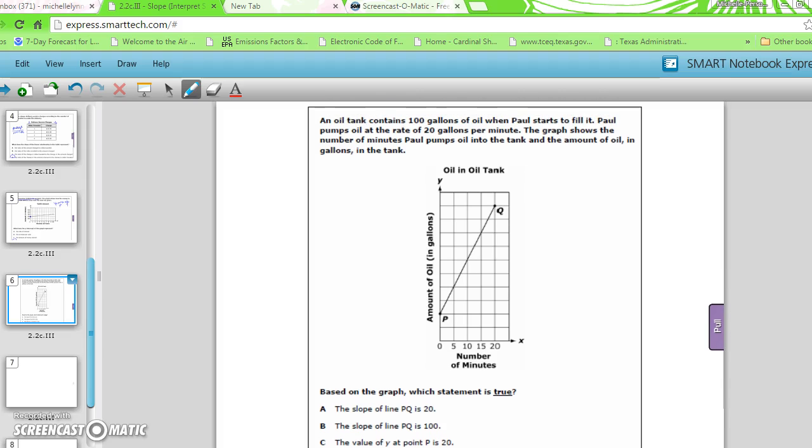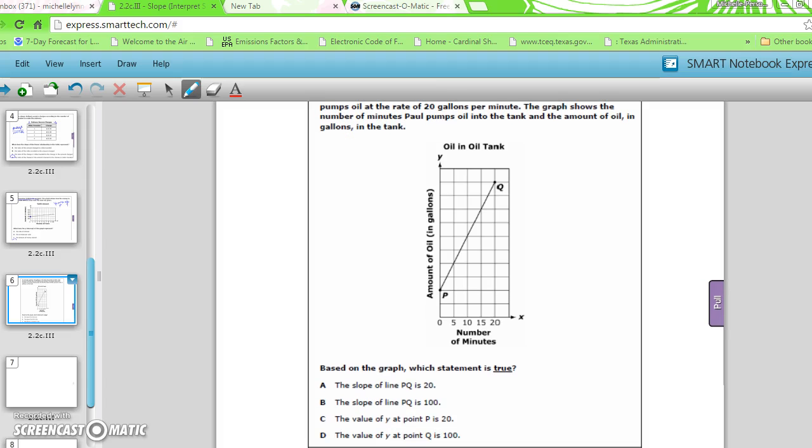An oil tank contains 100 gallons of oil when Paul starts to fill it. Paul pumps oil at a rate of 20 gallons per minute. The graph shows the number of minutes Paul pumps oil into the tank and the amount of oil, in gallons, in the tank. Based on the graph, which statement is true?